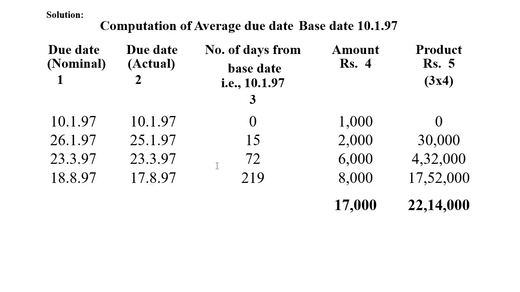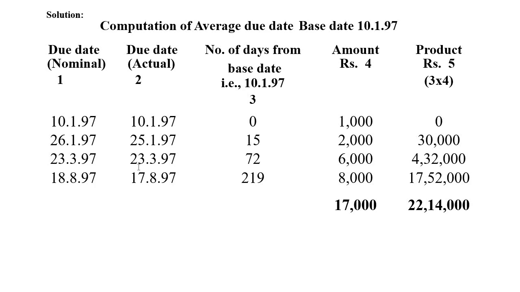With the help of this, we are going to find out the third column. We have to calculate the number of days. From the base date, everything lies under 0. Since 10th January is the base date, the number of days is 0. The second due date is 25th January. So from 10th to 25th January, only 15 days are there.